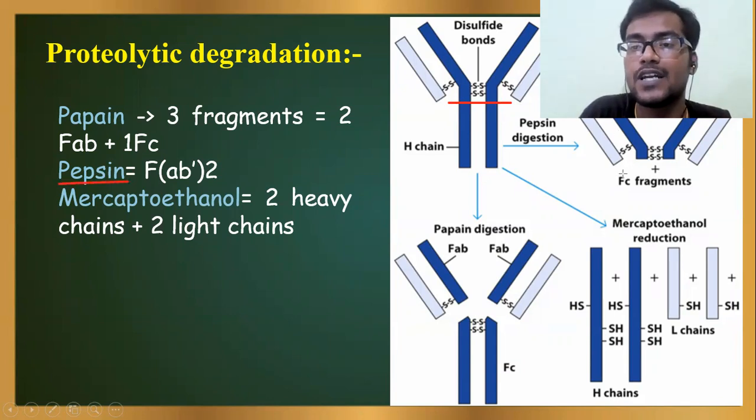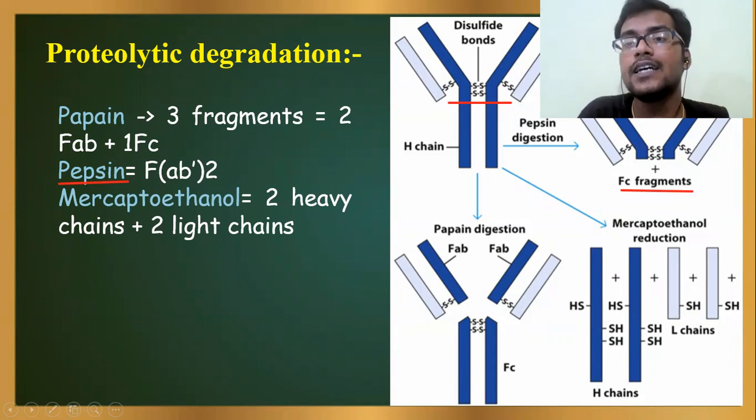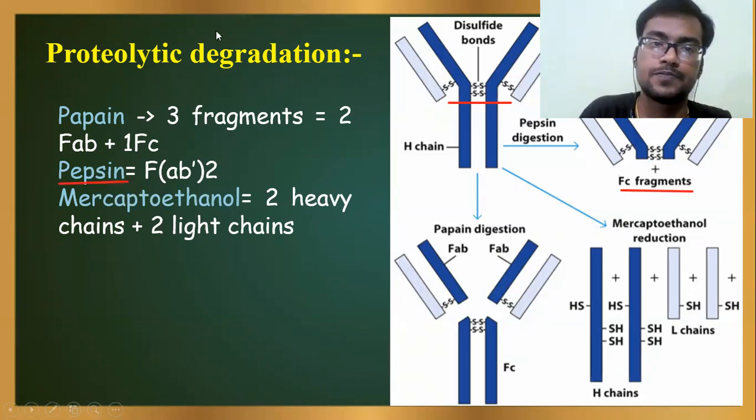That's why the Fc fragments which are produced are fragmented into small particles, so they cannot be detected easily. Only the Fab regions are detected in the screening test. Pepsin digests the antibody after the hinge region, or after the disulfide bond.